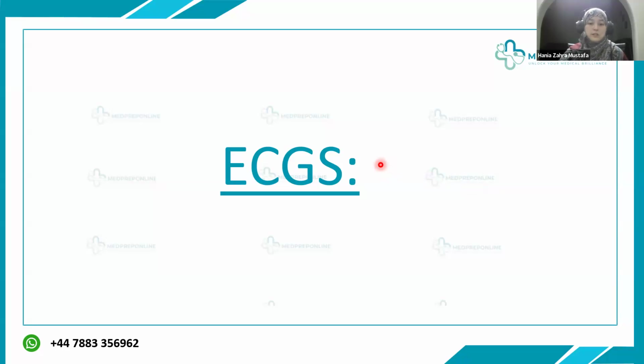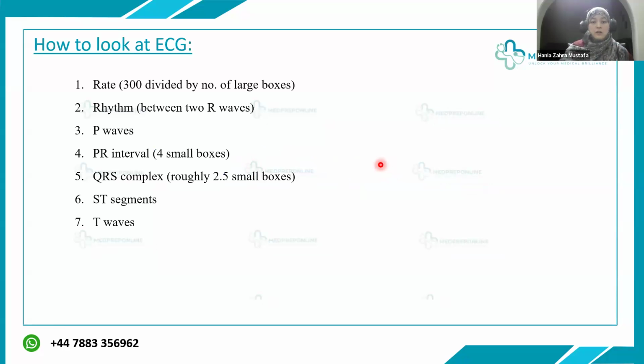Now coming on to the ECGs. I know ECGs are a very difficult topic for every medical student and every doctor. And every time an ECG pops up, you are like, "Okay, oh my God, what is this?" But I have made it as simple as possible for you guys and for myself.